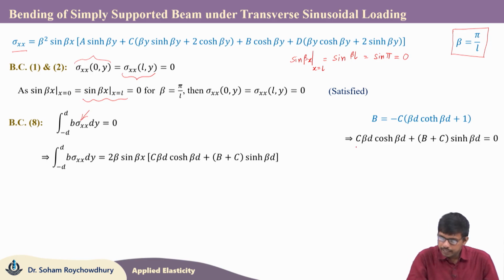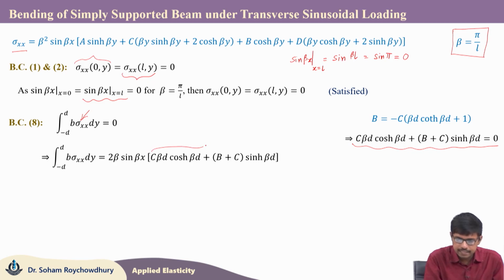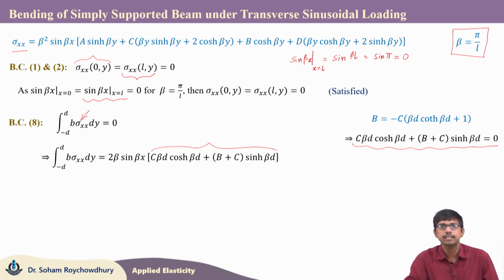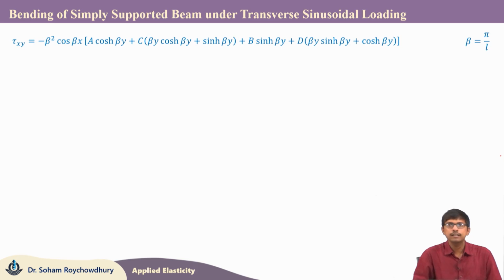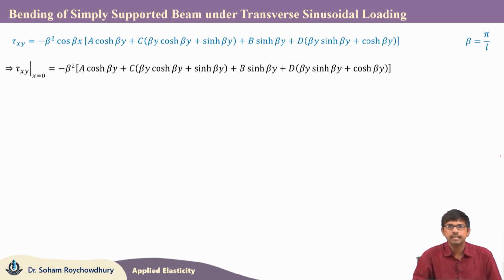Now, if I compare this term, it is exactly the same as the term present within the bracket of boundary condition 8. Hence this term is equal to 0, and the boundary condition of 0 axial force is also automatically satisfied. Now, coming to the last two remaining boundary conditions, which are defined over tau xy, that is, the vertical shear force at both the left and right edge.